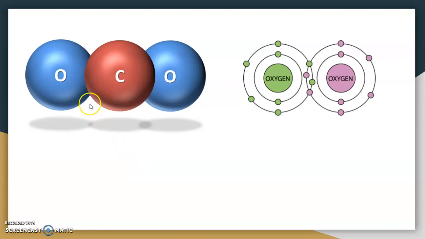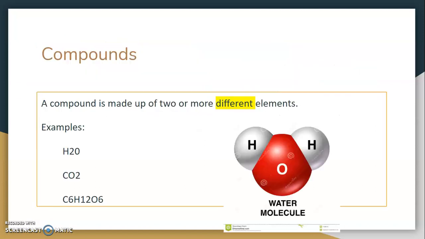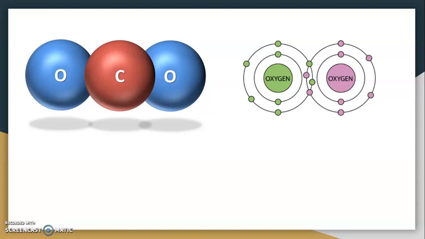So, looking at CO2, is this a molecule, a compound, or both? It's both. And oxygen, that's O2. Is that a molecule, a compound, or both? If you don't remember, we'll go back. 2 or more different elements. O2, is that 2 or more different elements? No, it's not. So that would just be a molecule.